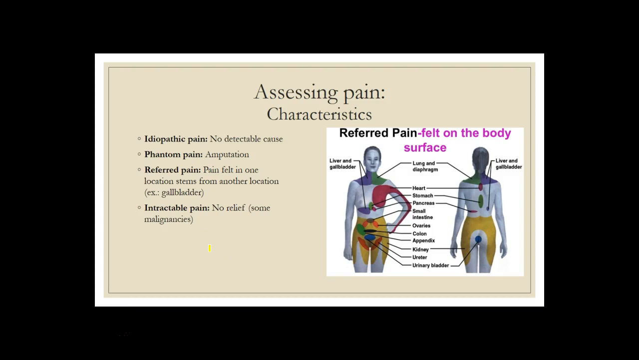So when we look at the characteristics of pain, it can be idiopathic, where there is no detectable cause. Phantom pain is in reference to amputations. Referred pain is pain felt in one location but stemming from another, for example, gallbladder. This picture gives you a good idea. So if somebody has gallbladder pain or liver pain, they may actually feel it up in the shoulders. Then there's intractable pain, which a person does not get any relief from any sort of treatment, and this is usually associated with some malignancies.